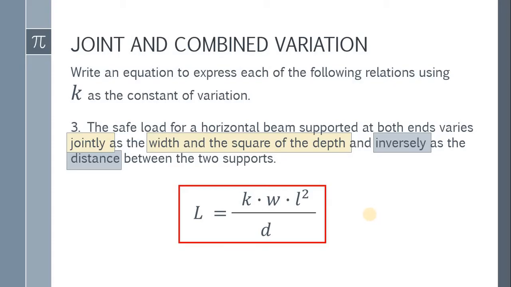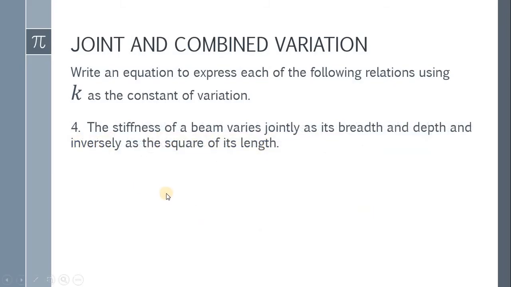Now, let's have the solution for number 4. The stiffness of a beam varies jointly as its breadth and depth and inversely as the square of its length. Now, hanapin natin yung mga clue words. So, ano ba yung mga clue words natin? Varies jointly, ibig sabihin meron tayong imumultiply. Now, ano yung multiply natin? Yung breadth and depth. Next, nabasa natin yung word na inversely, ibig sabihin meron tayong i-divide. Ano naman yung i-divide natin? Yung square of its length.